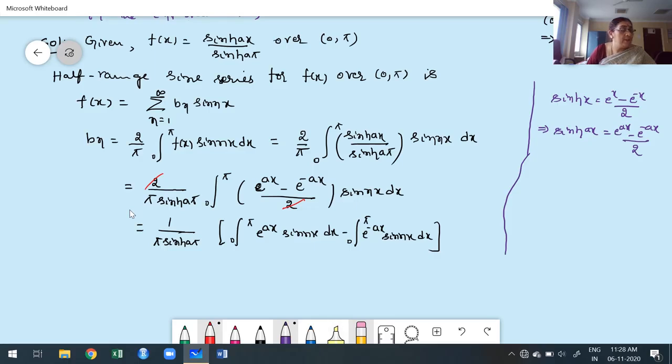Now each term is in the form of the integration of e power ax into sin of bx plus or minus c with respect to x, which is nothing but e power ax divided by a square plus b square, the quotient of the exponential and trigonometric function, of a into sin of bx plus or minus c, minus b into cos of bx plus or minus c.